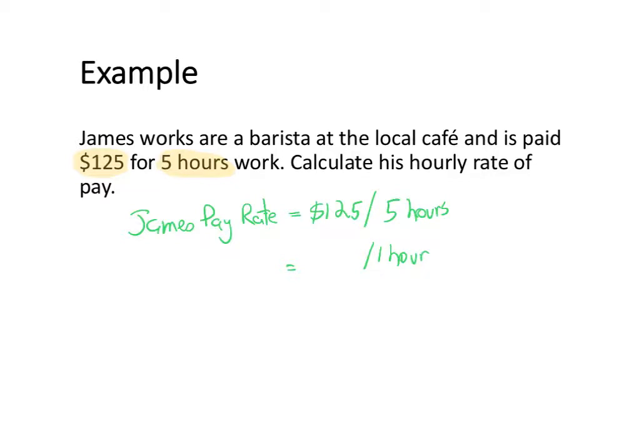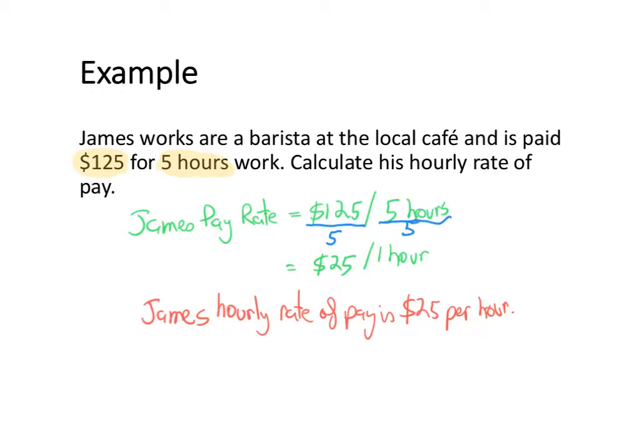Now we want to calculate a rate, not per 5 hours, but per 1 hour. So to go from 5 hours down to 1 hour, we need to divide 5 by 5. And what we do to one side of the rate, we want to do to the other side. So we need to divide 125 by 5 as well. And once we do that, that will give us an answer of $25. So James's pay rate is $25 per 1 hour. And because the question is in words, our answer should be written in words as well. So James's hourly rate of pay is $25 per hour.